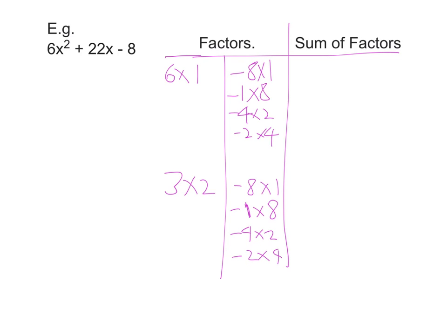And you'll find out that the ones that actually work are the 6 times 1 with the minus 2 times 4. So if I do 6 times 4, I get 24, plus minus 2 times 1 will give me plus 22. So the answer for that one is going to be 6x minus 2 multiplied by x plus 4.